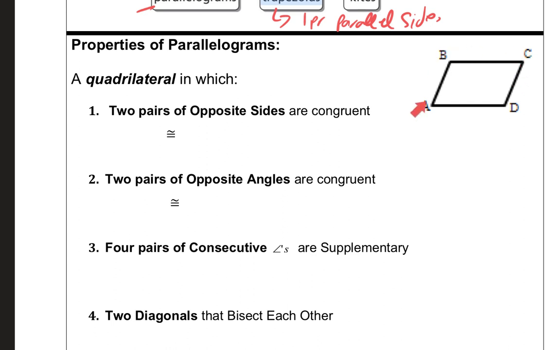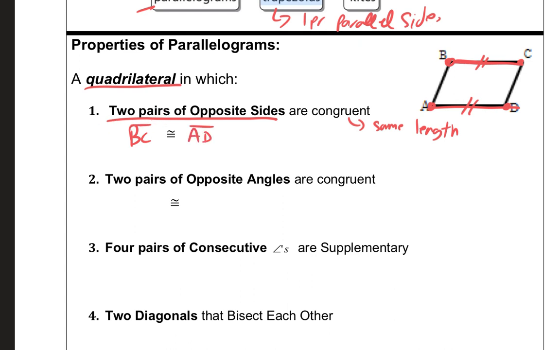First off, this is the basic shape that we're going to think of when we see a parallelogram. As we said, it's a quadrilateral in which two pairs of opposite sides are congruent. So we can say this side right here, BC and AD, those are congruent, and we can put two hash marks on those. Congruent means the same length. So segment BC and AD.